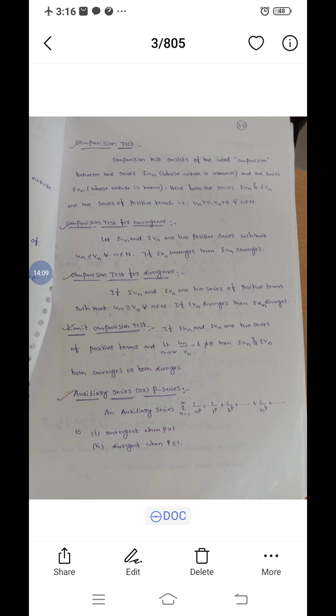Okay, next, the auxiliary series, which is also called the P series. So what is the representation of the auxiliary series?